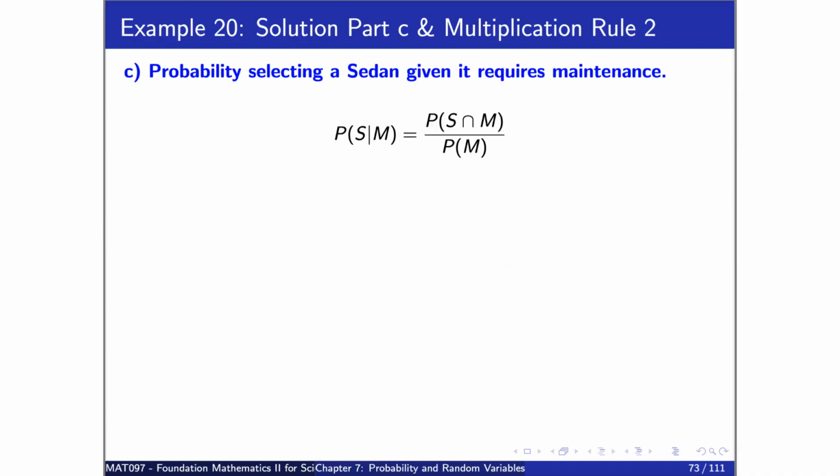For part C, we are looking for a conditional probability, the probability of selecting a sedan, given that the car requires maintenance. We use our conditional probability formula: P of sedan given maintenance equals the probability of sedan intersecting with maintenance, divided by the total probability of maintenance. We already calculated these numbers. We take our sedan and maintenance path, which is 1/5 times 0.05, and divide it by our total from part B, which is 0.098. This gives us a final answer of 0.102.